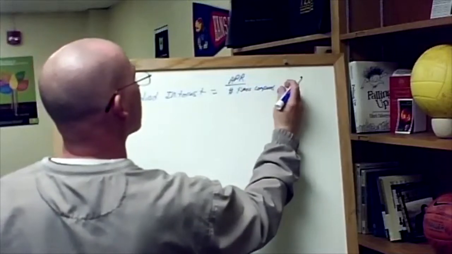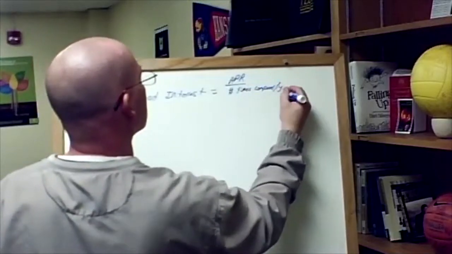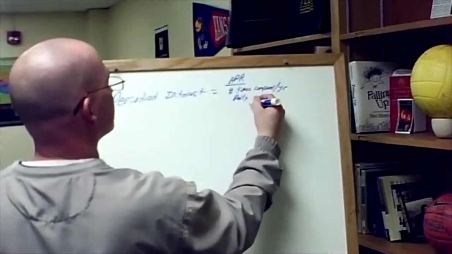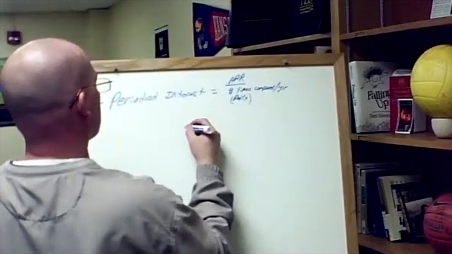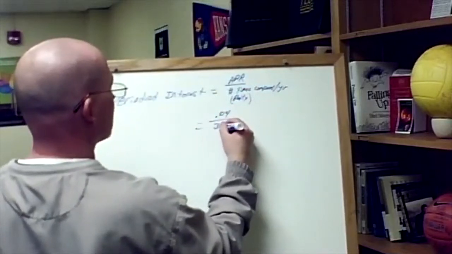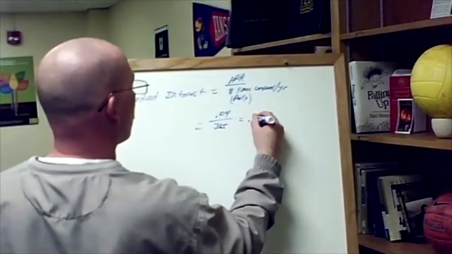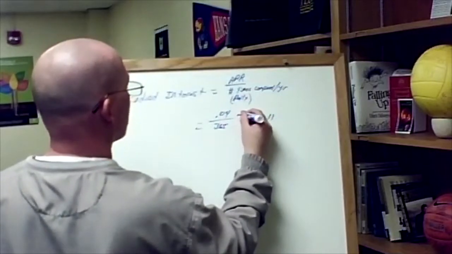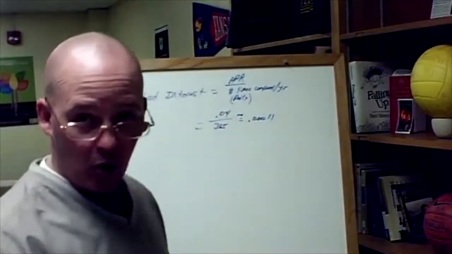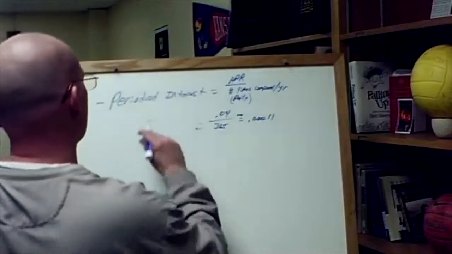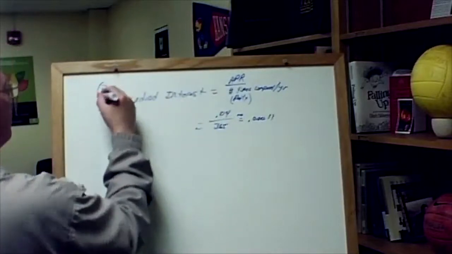Let me erase that. So in this case, it's daily. We have 0.04 divided by 365, and that equals 0.00011. And that's actually approximate. That little squiggly sign above the equal sign means approximately equal to. Okay? So that's step number 1.